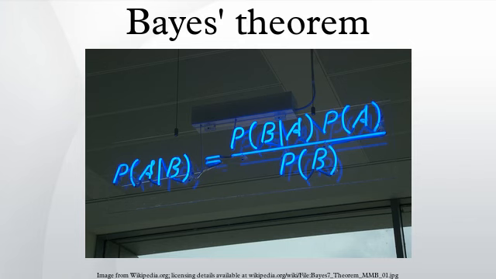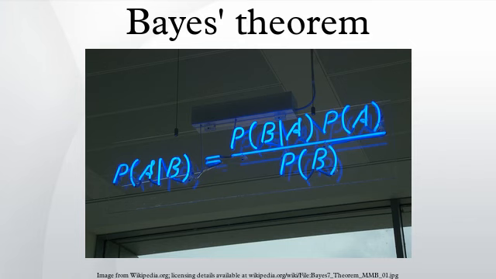For proposition A and evidence B, P(A), the prior, is the initial degree of belief in A. P(A|B), the posterior, is the degree of belief having accounted for B. The quotient P(B|A)/P(B) represents the support B provides for A. For more on the application of Bayes' theorem under the Bayesian interpretation of probability, see Bayesian inference.